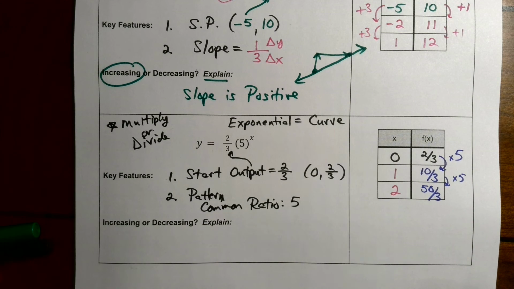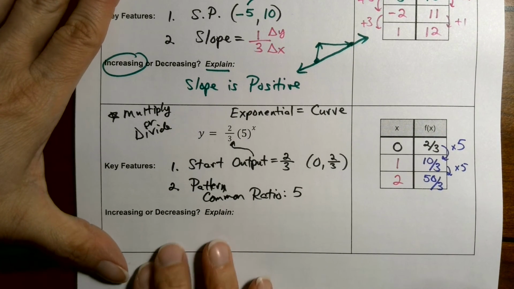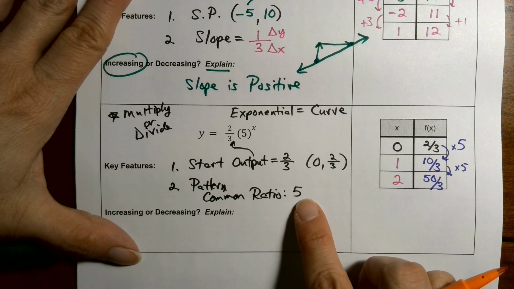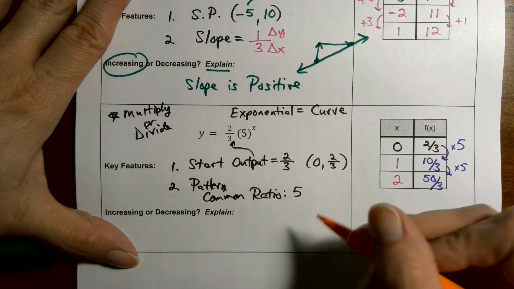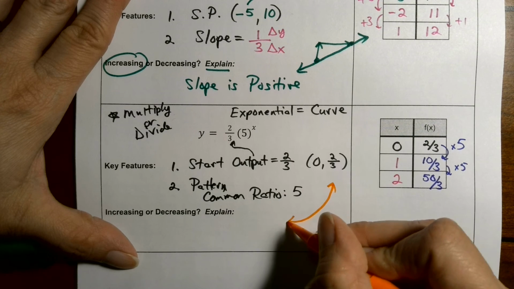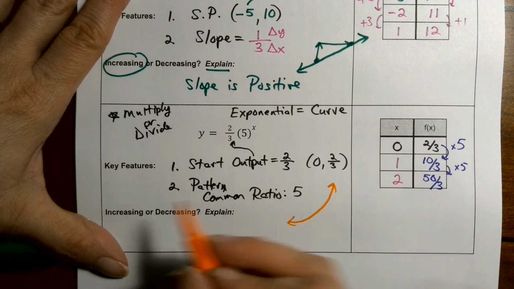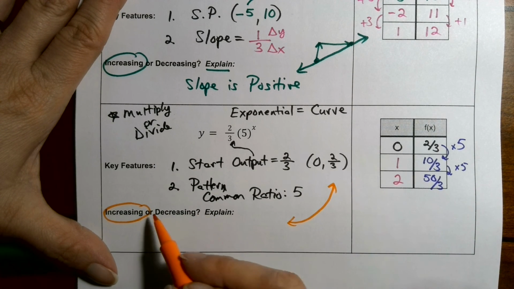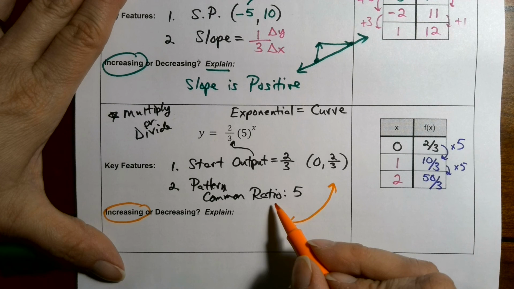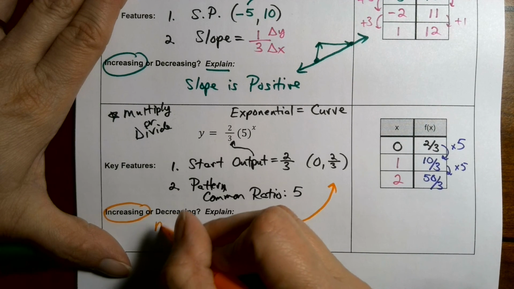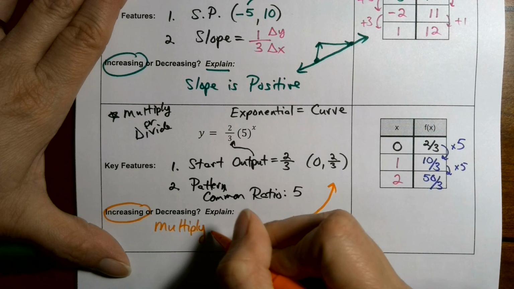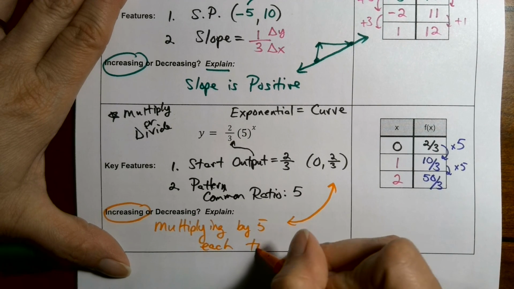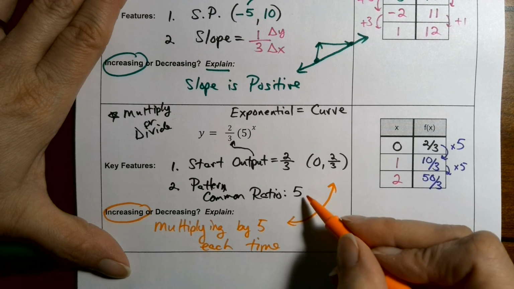In terms of increasing or decreasing, we don't say anything about a slope. This is a curve that's getting multiplied by 5. The numbers are getting bigger each time. The curve is definitely going up. So we're going to say that it's increasing. And we don't want to say anything about slope. We're going to say it's the pattern. It's increasing because we're multiplying by 5 each time. Some people like to say because we're multiplying by a whole number.